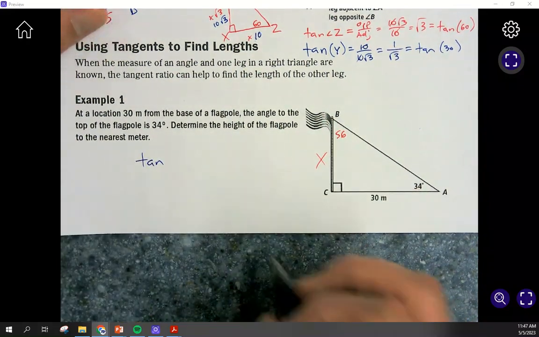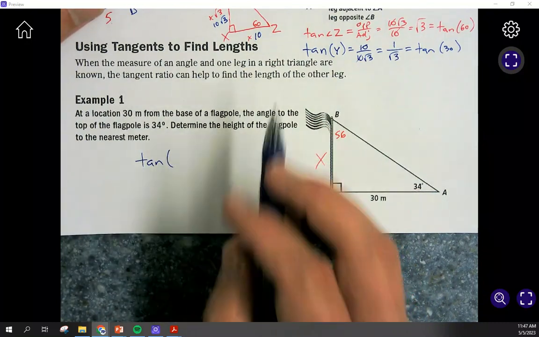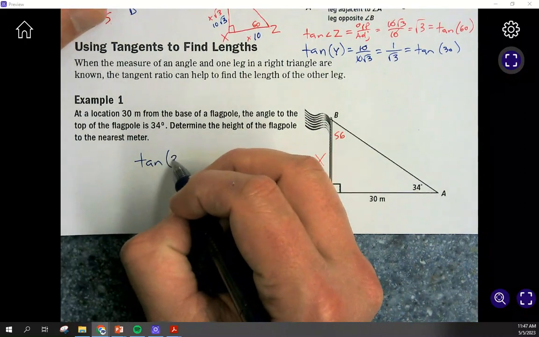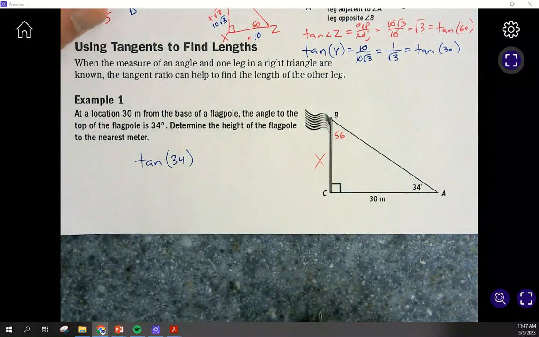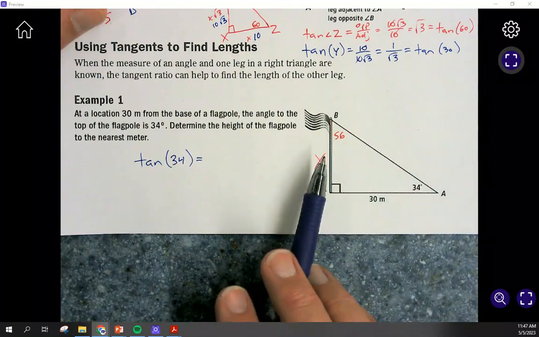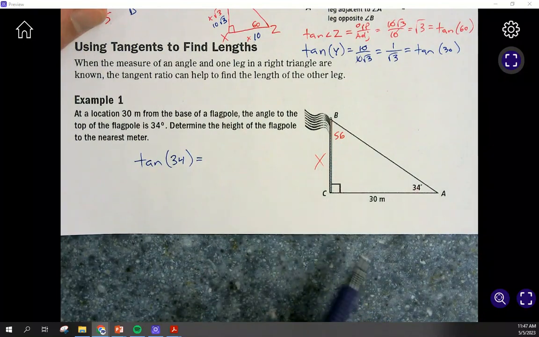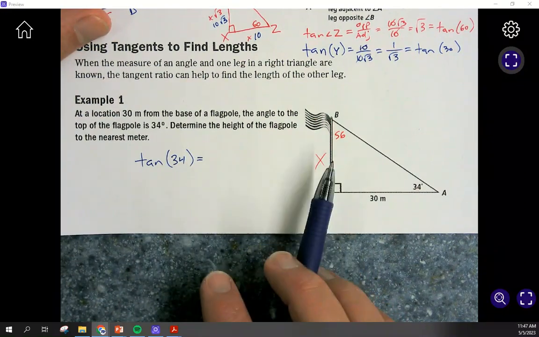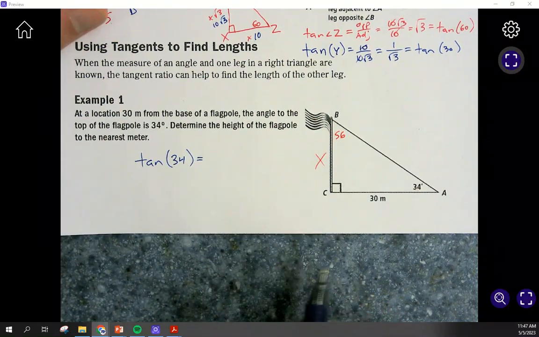So the way you write this out is the tangent of the angle, just like we did up here. Now, we're not going to call it A. We're going to go ahead and just use the 34 degrees. So the tangent of 34 degrees is always the same. So these sides in comparison to each other across from a 34-degree angle will always give you the same ratio, will always give you the same decimal if you divide them.